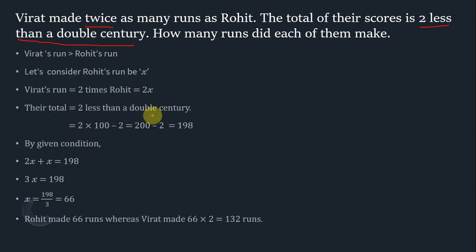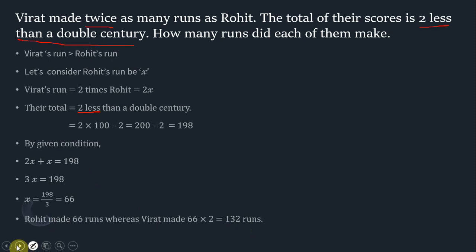Their total runs are 2 less than a double century. 2 less means minus 2. Double century means 200, so 198. Their total runs means 2x, that is Virat's runs, plus Rohit's runs, is equal to 198. So 3x is equal to 198. Now if I want to find x, 198 upon 3 is 66. Means Rohit made 66 runs, whereas Virat made 132 runs.